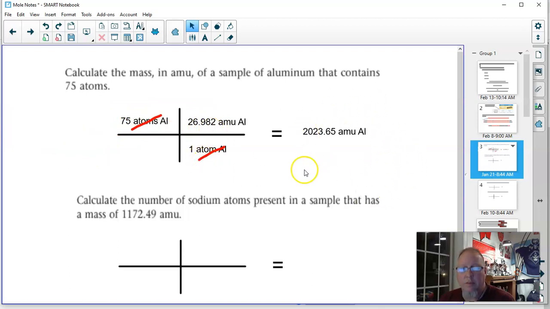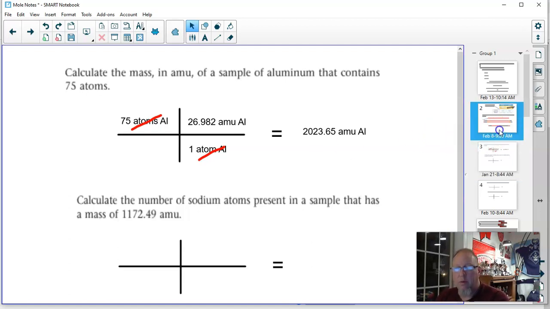This is what you get. In theory, 75 has 2 significant digits, so you should round this to 2 significant digits, which would be 2,000 atomic mass units of aluminum. I do know that different chemistry teachers talk about 75 as a count, and you might treat this number slightly different, so I would recommend doing what your chemistry teacher tells you to do in their class on how they handle an actual count.